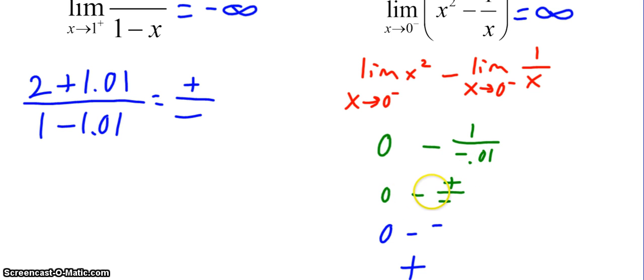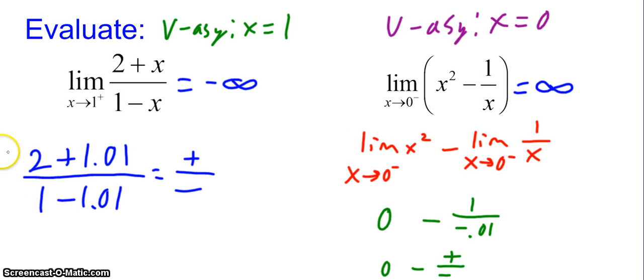So now I have 0 minus a positive over a negative, but if I divide a positive by a negative, that actually gives me a negative. So I have 0 minus a negative, which actually becomes positive. So therefore, the limit as x goes to 0 from the left of x squared minus 1 over x is positive infinity.